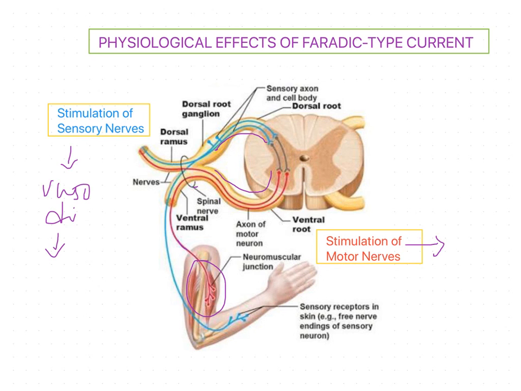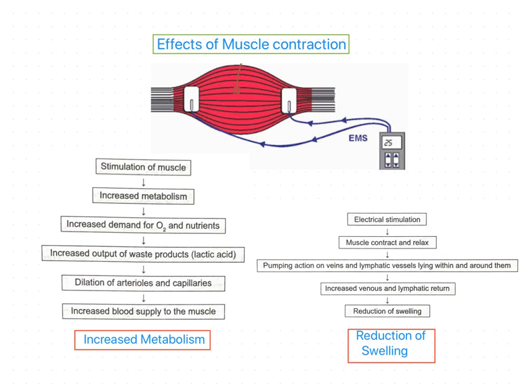Now we will move on to the effects of muscle contraction. Normally, we are stimulating the muscle. What are the results of this muscle contraction? When a muscle contracts as a result of electrical stimulation, the changes taking place within the muscle are similar to those associated with actual voluntary contraction.